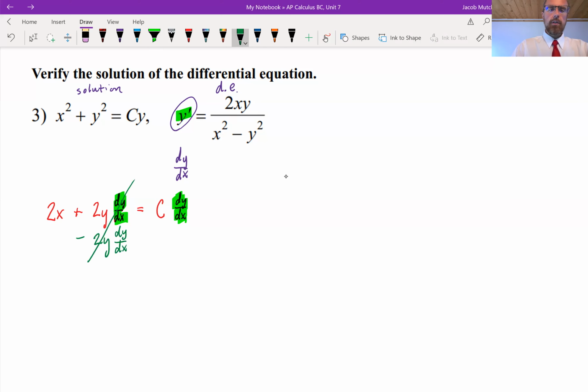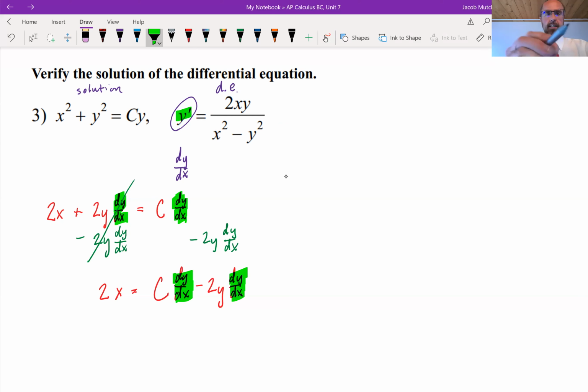It'll cancel there on the left, and it's going to show up here on the right side. So what we've got next is going to be 2x equals c times dy dx minus 2y dy dx. And then so that I can solve for dy dx, I want to factor it out of that difference on the right side. See that I've got dy dx in both terms.